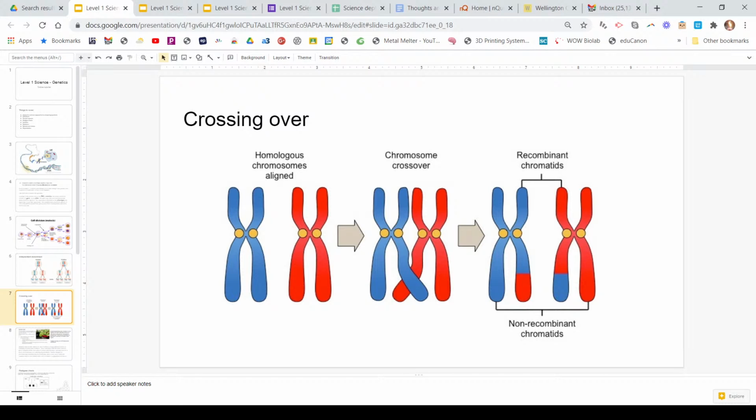So we've got a good question there. Is segregation random fertilization? No, and I'm really pleased you asked that. Fertilization is where one sperm fertilizes one egg.